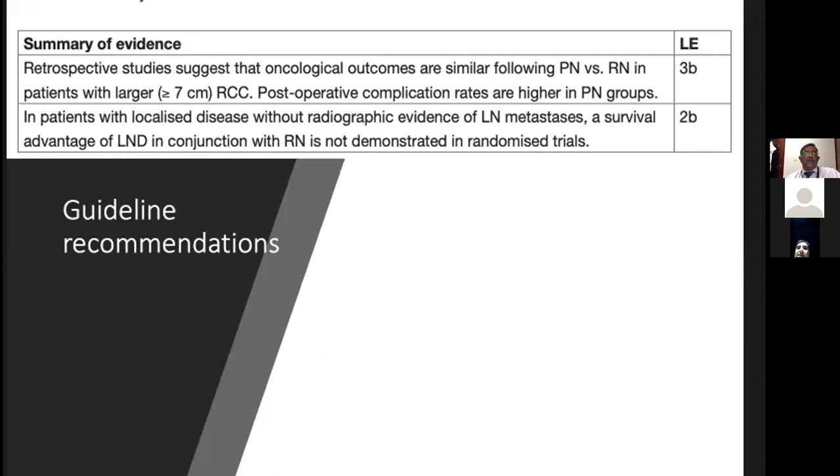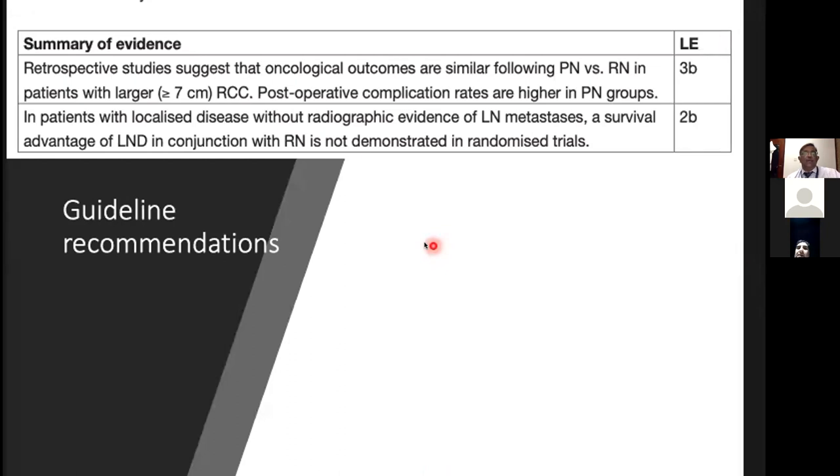The retrospective study suggests that oncological outcomes are similar for partial versus radical nephrectomy for tumors which are equal to or more than 7 centimeters. So our cases fitted into this category, one of them was about 6.8 and the other one is 7.2. So they are about that much. Indeed, the postoperative complication rate is slightly higher for partial nephrectomy if you do it for T2 cancers.